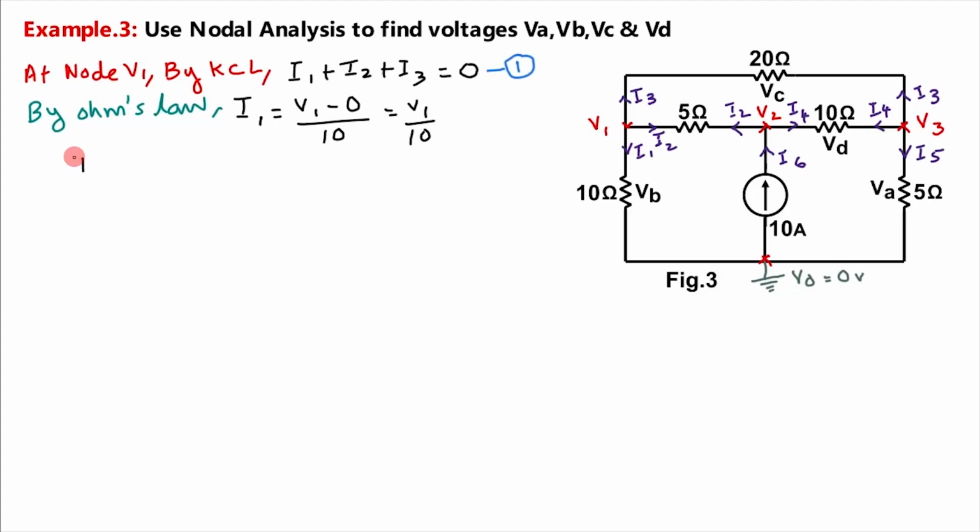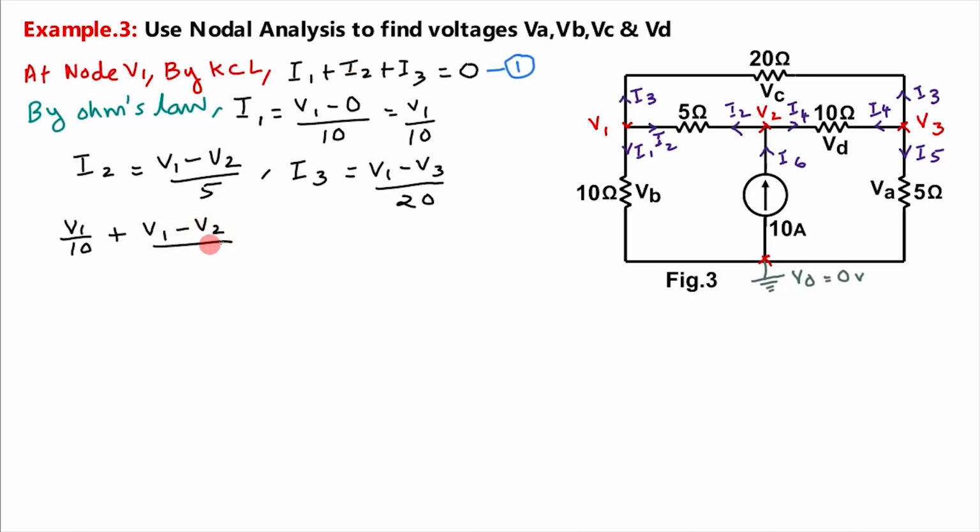I2 is equal to V1 minus V2 divided by resistance 5 ohm. And I3 is equal to V1 minus V3 divided by this 20 ohm. That is, I is equal to V by R. Substituting these values in equation 1, I1 is V1 by 10 plus I2 is V1 minus V2 by 5 plus I3 is V1 minus V3 by 20, which is equal to 0. Simplifying this equation, we will get 7V1 minus 4V2 minus V3 is equal to 0. Let this be equation number 2.